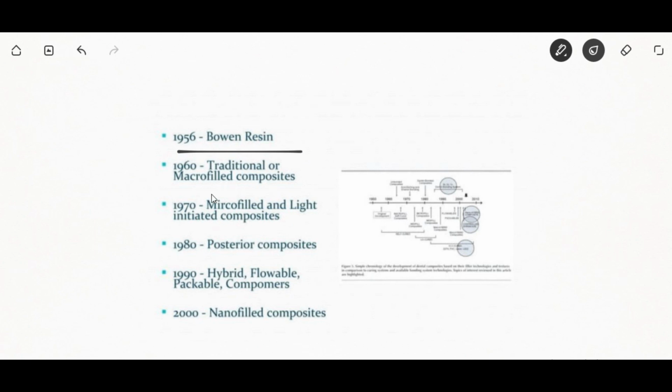In 1956, the Bowen resin was developed. In 1960, traditional or macrofilled composite was discovered. In 1970, the microfilled and light-initiated composite. In 1980, the posterior composite, and in the year 2000, the nano-filled composite were discovered.